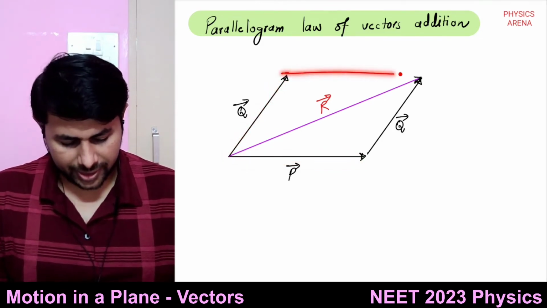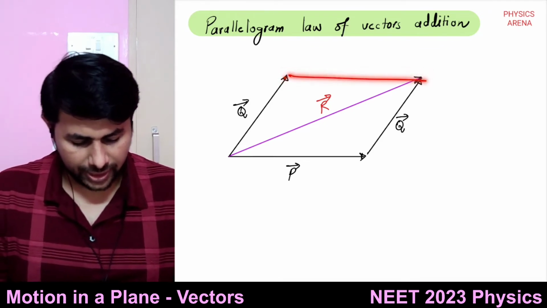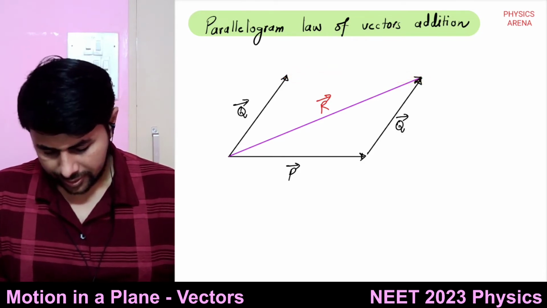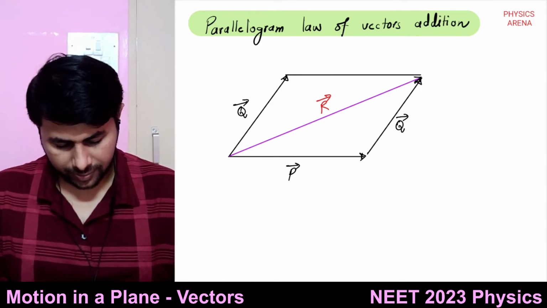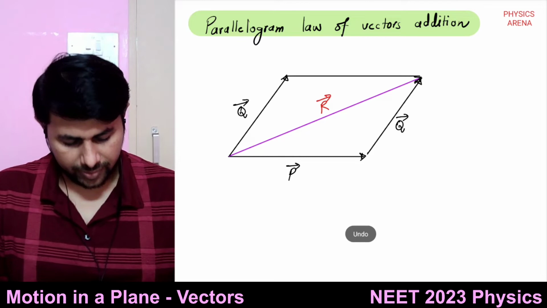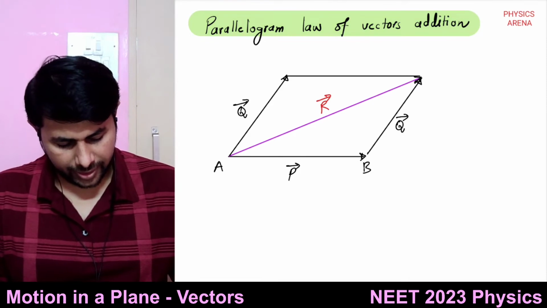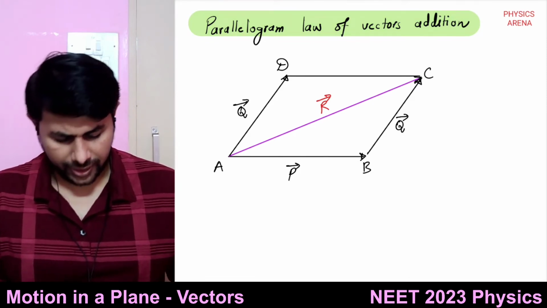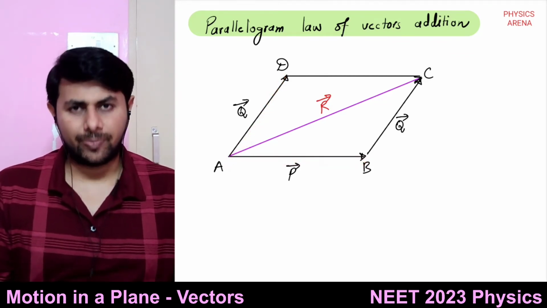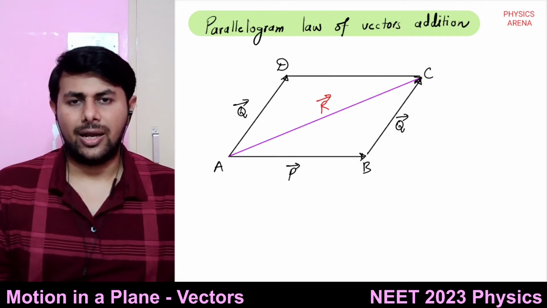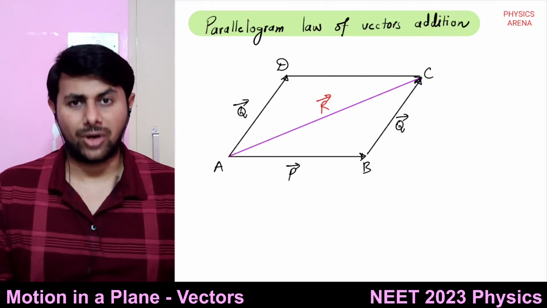So if I join the tail of this vector to the tail of this vector, what do I get? I get a parallelogram. Now you can say this is point A, B, C, D. See, in this parallelogram, the two vectors are represented by two sides of the parallelogram, and they start at the same point. That means they are concurrent.